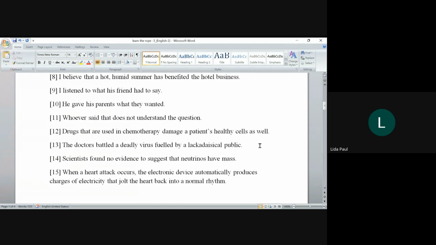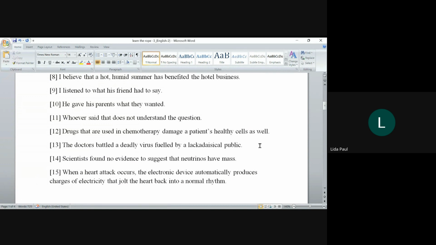The doctors battled a deadly virus. Full sentence, full meaning. Fueled by a lackadaisical public forms your subordinate clause, which is connected to which part of the sentence? The virus, right? The deadly virus. So it's a part of that whole complex, but it lacks a subject to fulfill its complete meaning. Hence, it becomes a subordinate clause in that given sentence.